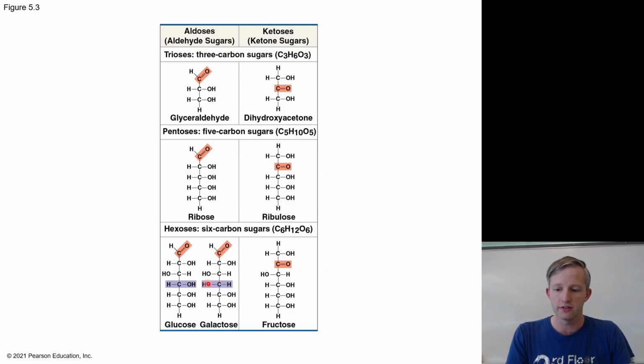The only difference is that at this carbon right here in the middle, the OH, the hydroxide group, is sticking off to the right on glucose, and it's to the left in galactose. And that fundamentally changes the shape of that molecule, and therefore how that molecule interacts with biological organisms. And so we can create a meaningful difference in such a simple chemical way.